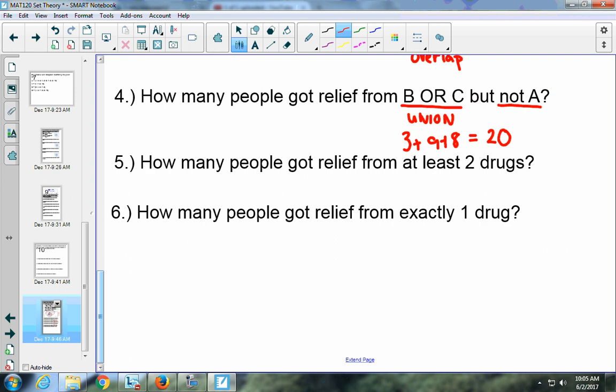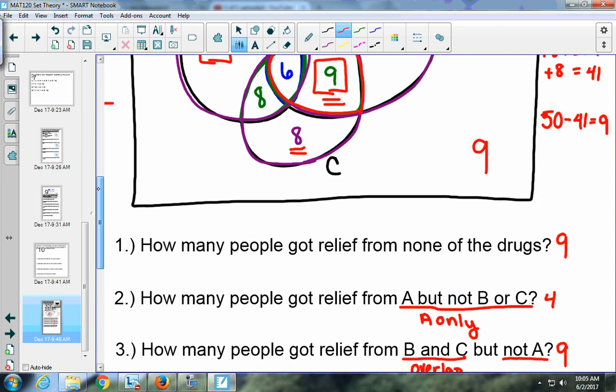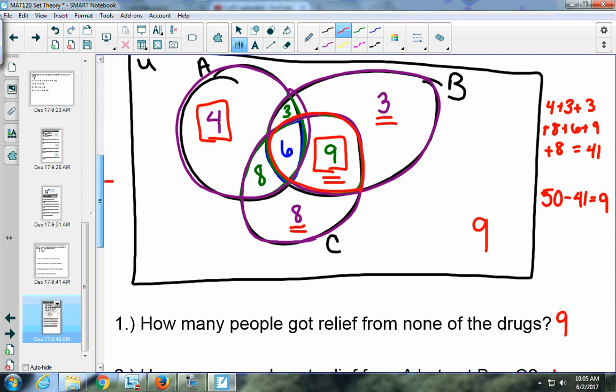If we also want to find how many people got relief from at least 2 drugs, that means people who got relief from 2 drugs or from 3 drugs. So if we think about what that means, we do not want the 4 people that got relief from just A, we don't want the 3 people that got relief from just B, and we do not want the 8 people that got relief from just C. But we do want these 8 people, because they got relief from 2 drugs, A and C.